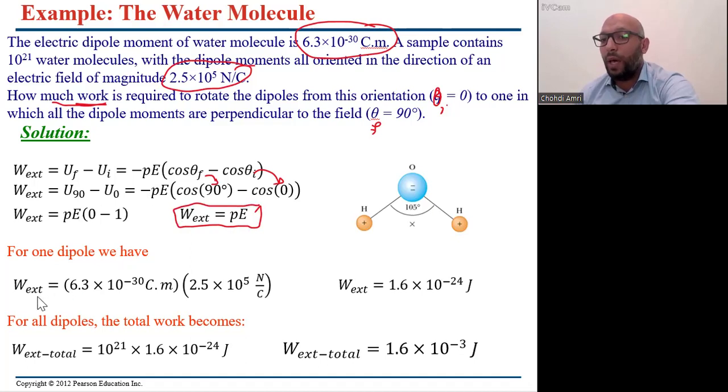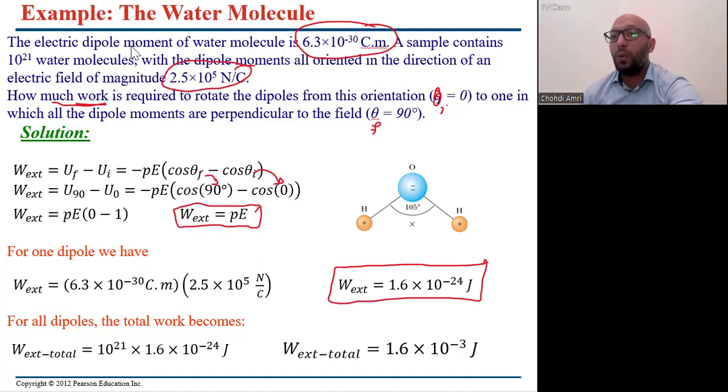For one dipole, we have the external work, it's P, how much P? 6.3 times 10 power negative 30, multiplied by E, 2.5 times 10 power 5, and we will get the result for one dipole, 1.6 times 10 power negative 24 joule. Now, how many molecules do we have? We have 10 power 21 water molecules.